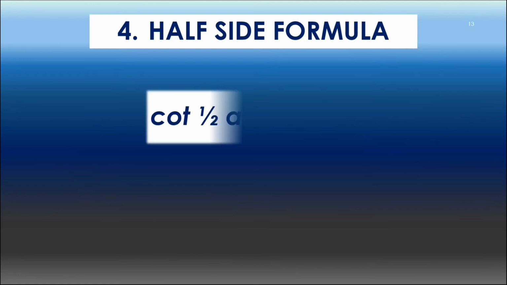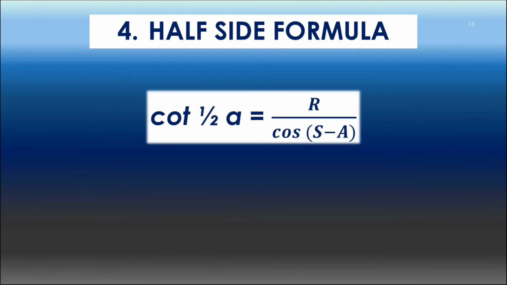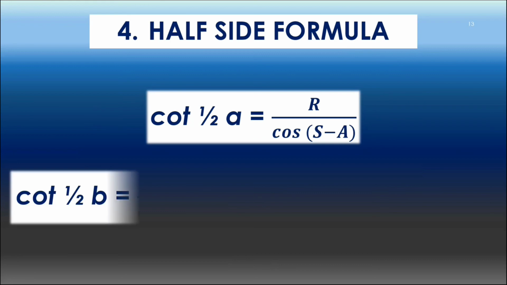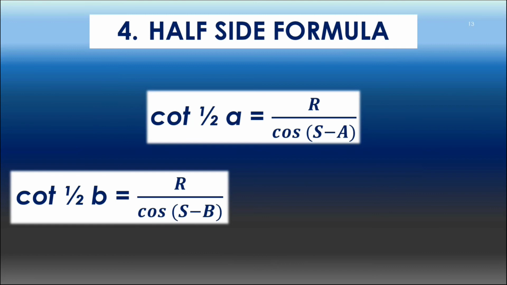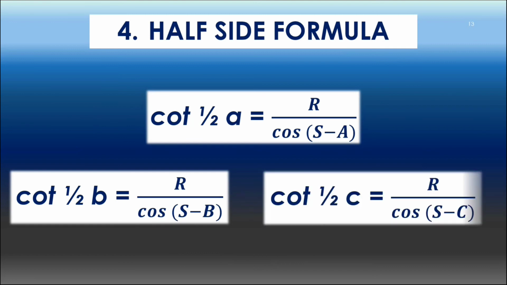Okay? Then for the half side formula, we have the cotangent of half of side A equals the big R over cosine of S minus big A. Same with the cotangent of half of side B and the cotangent of half of side C. So the same format. Just remember the pattern. Okay?